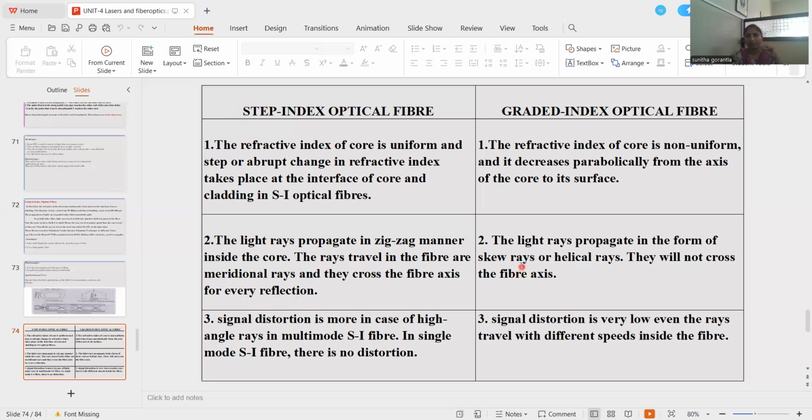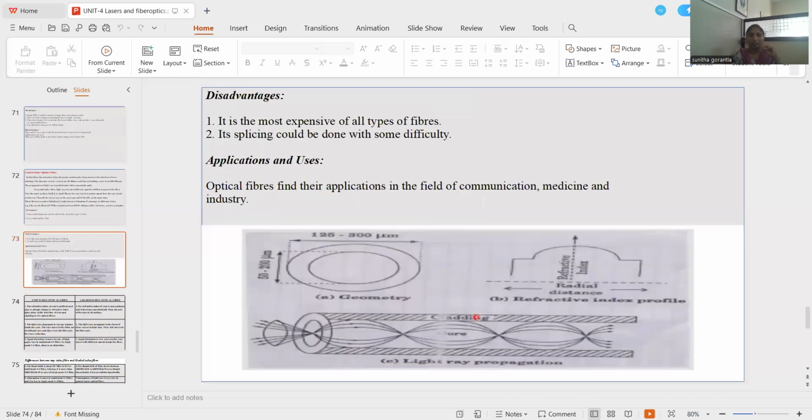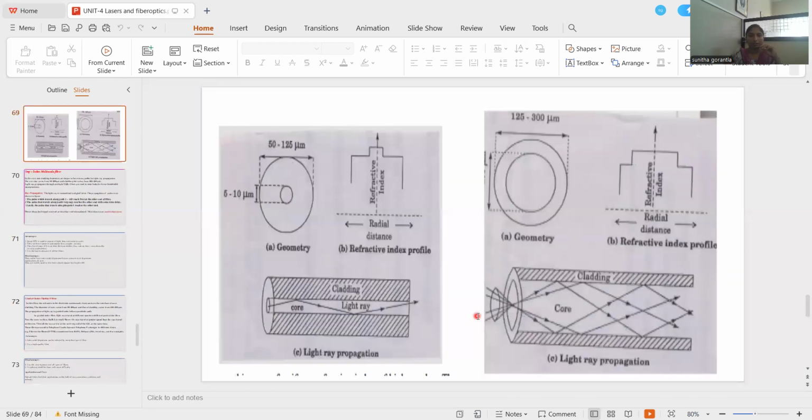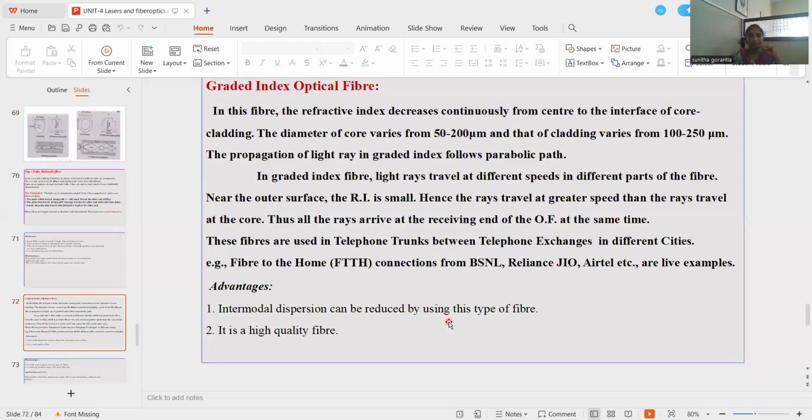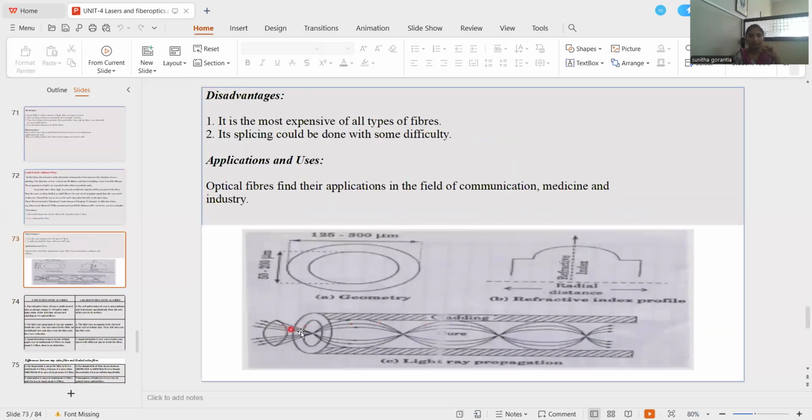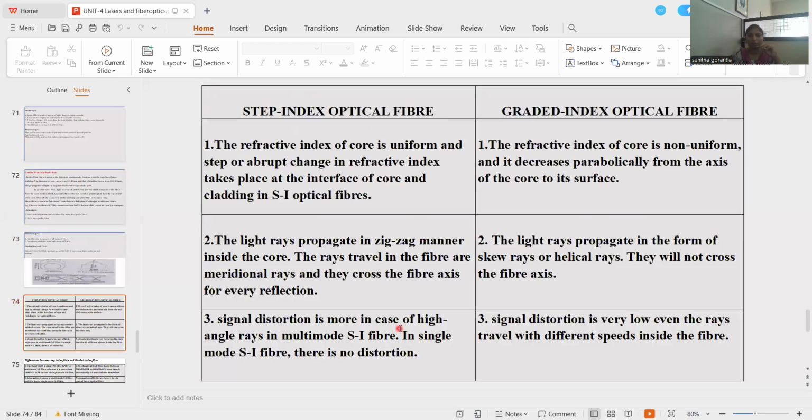Whereas in graded index optical fiber, the light ray propagates in the form of skew rays or helical rays. In graded index optical fiber, the ray propagation is helical. See here in the diagram. These do not cross the fiber axis.